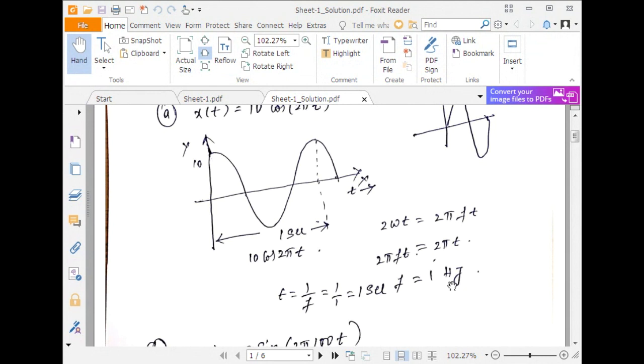So f equals 1 hertz, whereas t equals 1 second. So the total time for one cycle is 1 second. Is it clear? How do you represent the frequency on the graph? We are representing time, not frequency. Using this formula, omega t, there is no 2 here. Cancel this 2.